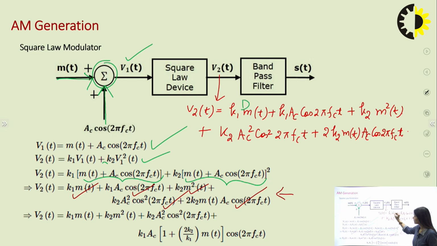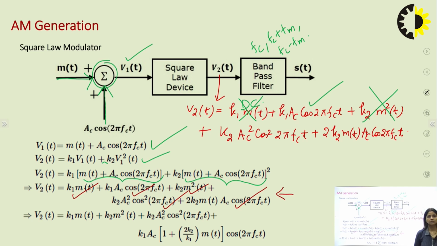This is a DC component. The band pass filter allows only the frequency components FC, FC plus FM and FC minus FM. That's it. This term will not be allowed by the band pass filter. This term will be allowed by the band pass filter because it is passing FC, FC plus FM and FC minus FM. It is not going to allow this term also.